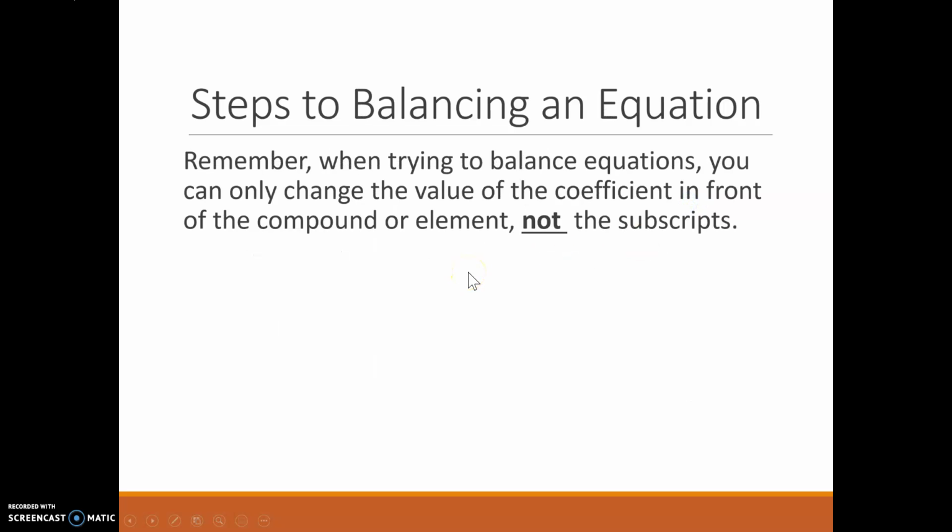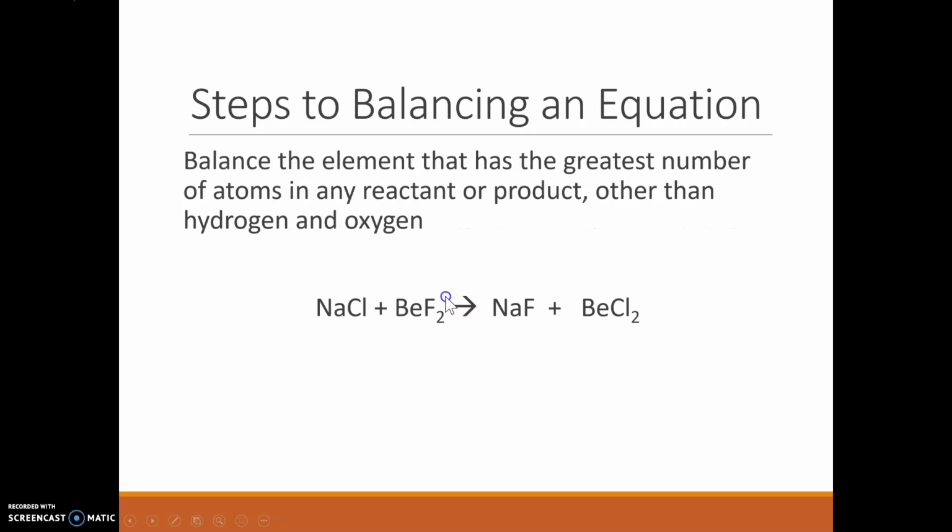Remember, when trying to balance equations, you can only change the value of the coefficient in front of the compound or element, not the subscripts, not the little numbers to the bottom right. Balance the elements that have the greatest number of atoms in any reactant or product, other than hydrogen and oxygen. Leave these last. If you start with hydrogen or oxygen, you'll be chasing your tail. It takes forever, and even I would give up.